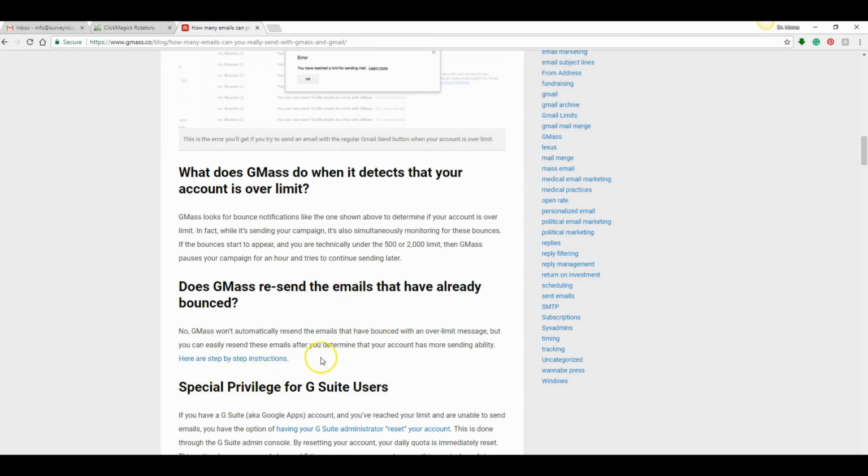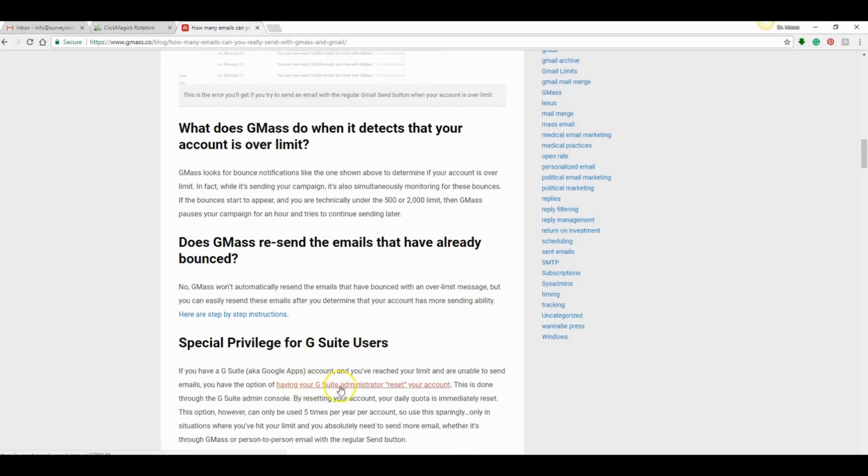So what you're going to do is log into your account, go to the G Suite administrator, and reset your account. When you do that, you see that your daily quota will be immediately reset. And remember, this can only be used 5 times per year, so be careful that you don't overuse this.